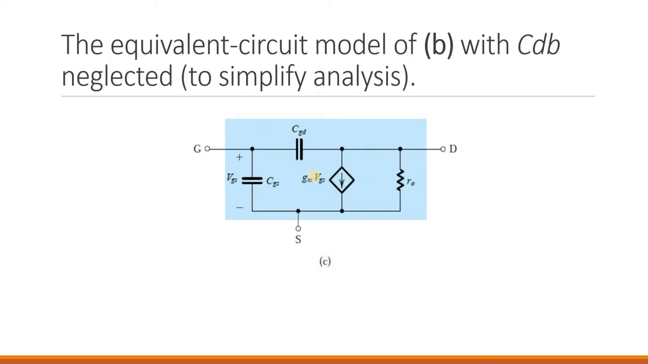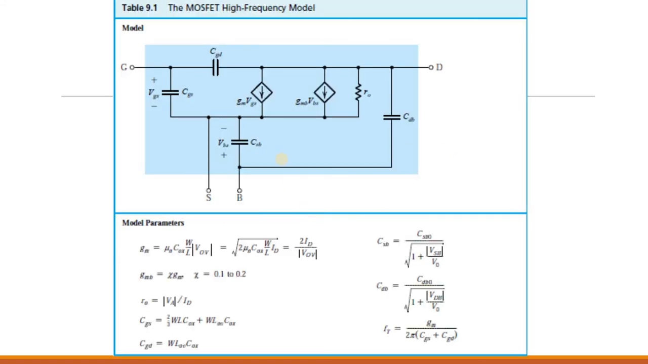And this is further simplified by neglecting CDB. The capacitance between the drain and the body we can also neglect, because the body is already connected to the source. So this is the equivalent circuit model of MOSFET at high frequency. CGS is included, CGD, and GM into VGS, R0, and 3 terminals you need to represent. So this is the equivalent model of a MOSFET at high frequency.